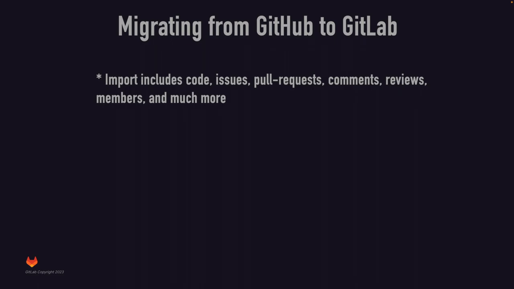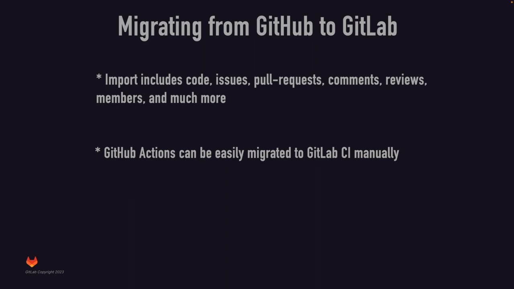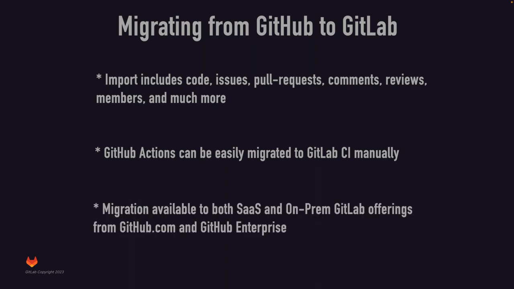In this video, we're going to cover how to easily migrate GitHub actions to GitLab pipelines. And migration is available on both SaaS and on-prem GitLab offerings and can be done from github.com as well as GitHub Enterprise. In this video, we're going to cover migration from github.com to GitLab SaaS.